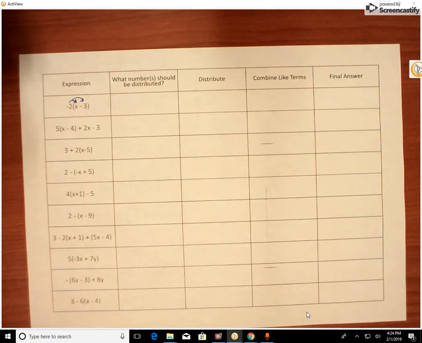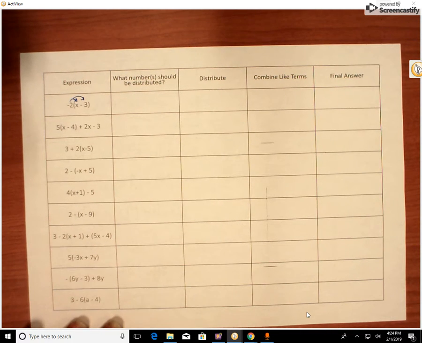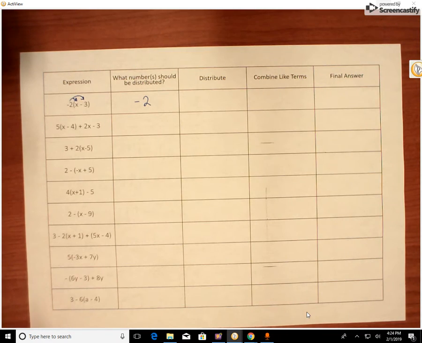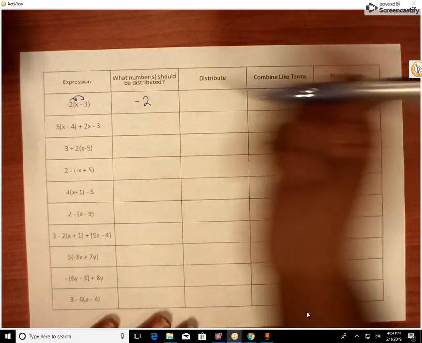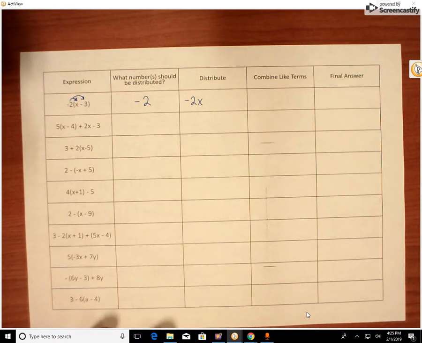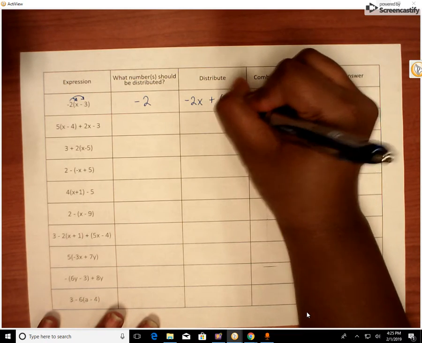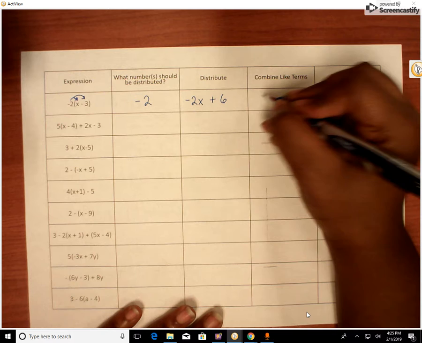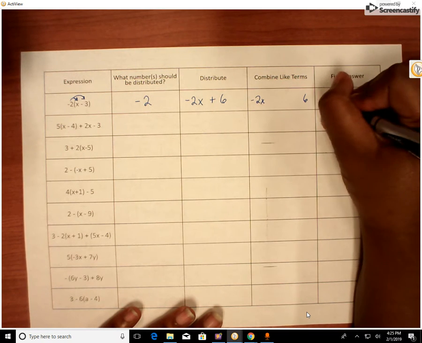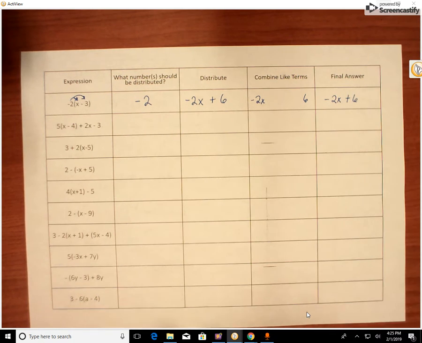Remember, this is a seventh grade skill I'm reviewing to help us with multi-step equations. So negative 2 is what's being distributed because these are all expressions. Now let's distribute that. Negative 2 times x is negative 2x. Negative 2 times negative 6 is a positive 6. Combine like terms. Are there any like terms? I don't see any. So our final answer is negative 2x plus 6.